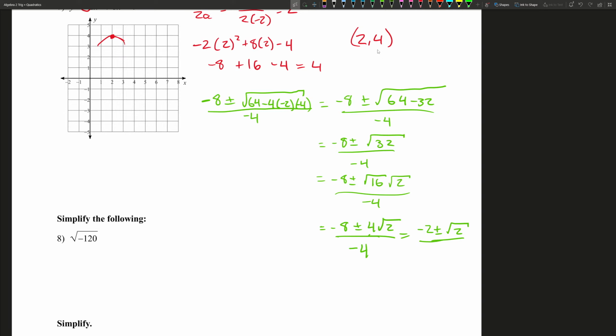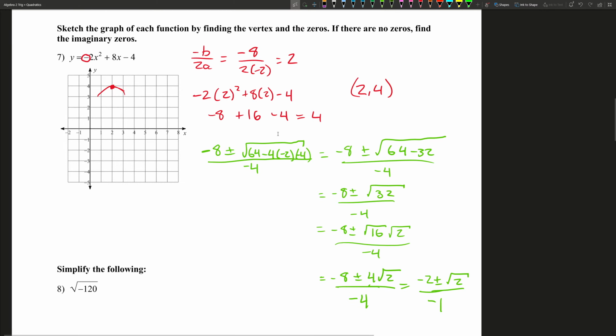Yes, this entire thing is negative, so let's just do that. Okay, what I'm doing here, I found the vertex. I use the quadratic formula to find the zeros. Now 2 plus or minus rad 2 over negative 1. It doesn't look like a point that's in a clean spot on the x-axis, but we can just find it. So negative 2 plus rad 2 divided by negative 1.